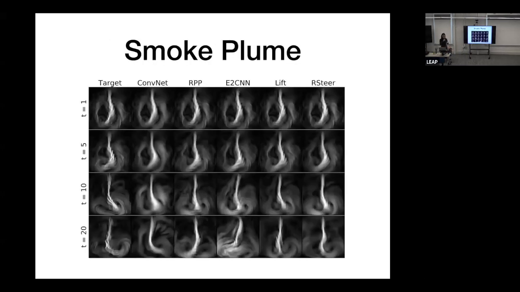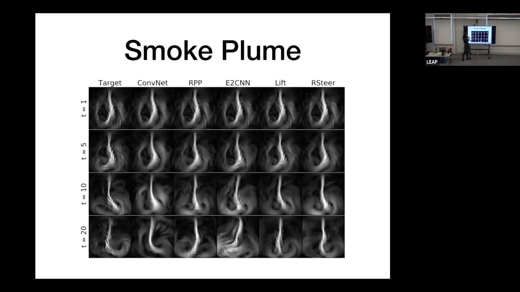Just to test this idea, we constructed a simulated case. We have the ground truth turbulence, which is a flow with external forcing. This external forcing will break the symmetry by different amounts. This is over time from t equals 1 to t equals 20. We can change how much force we apply to this turbulence, and that will break the symmetry by different amounts.